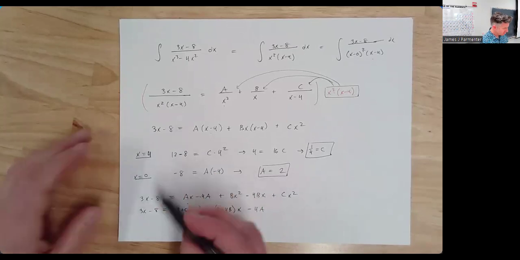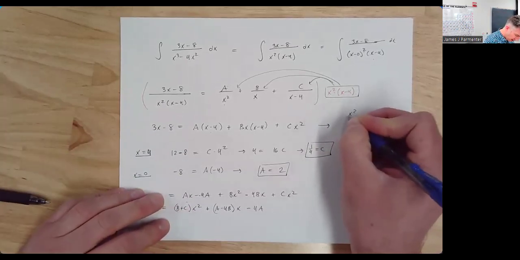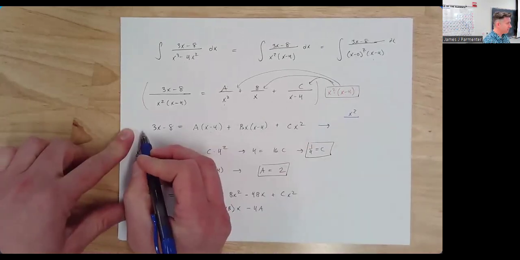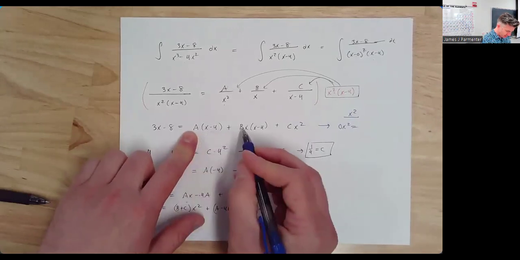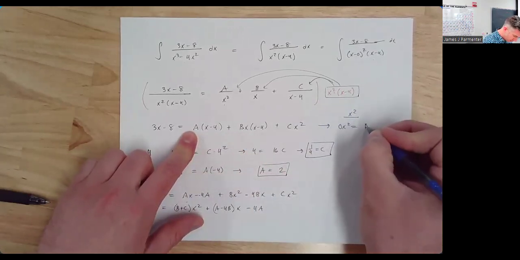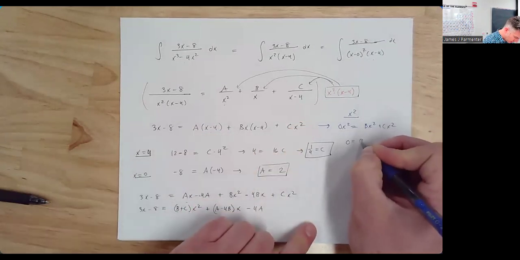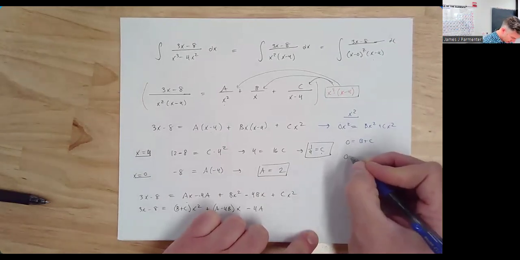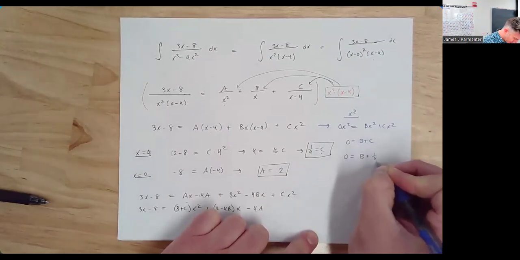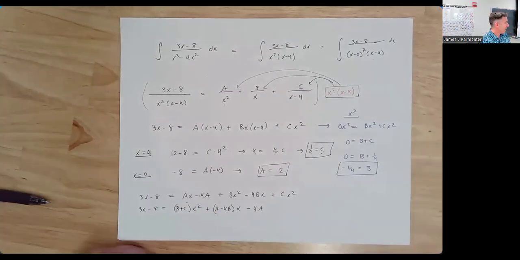So here, if I was actually doing this the fastest way possible, I would say, hey, for x squared, well, on the left-hand side of this equation, I have 0x squared. On the right-hand side of this equation, I have a b times x squared and a c times x squared. So 0 is equal to b plus c, and since I know that c is equal to 1/4, 0 is equal to b plus 1/4, so b equals -1/4. That's how I would really do it instead of writing all this out down here.